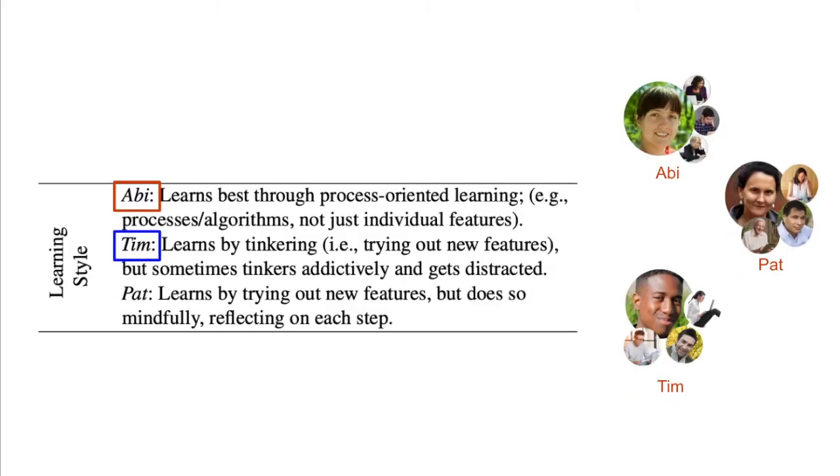Let's take an example of a facet, the learning style facet, and see what are the different values for Abby and Tim. For instance, Abby learns best through process-oriented learning. Example, through processes or algorithms, not just individual features. On the other hand, Tim is more of a tinkerer. They like trying out new features, but sometimes they tend to get distracted or lose track, and then they have to backtrack.